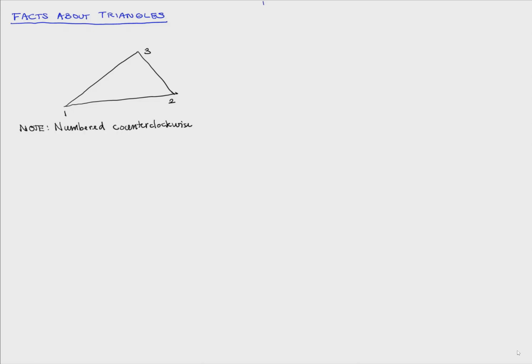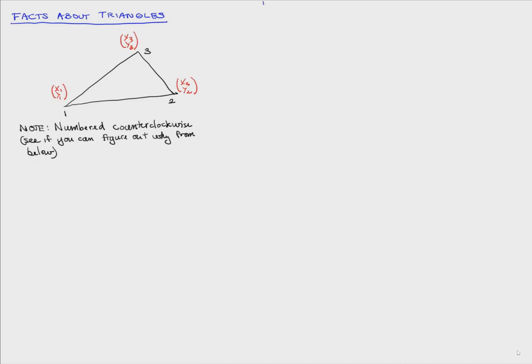So we saw that we're going to talk about approximating a continuum by triangles, and we're going to need a few useful facts about triangles. These are not particularly deep or anything, just some facts. So here's a triangle with the vertices numbered 1 to 3. Notice that they're numbered in a counterclockwise direction.